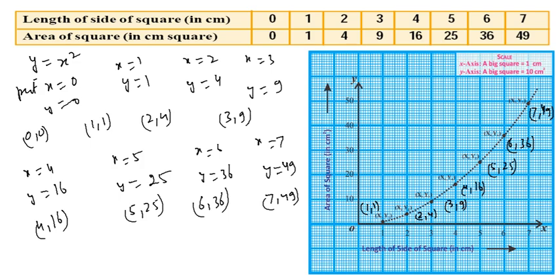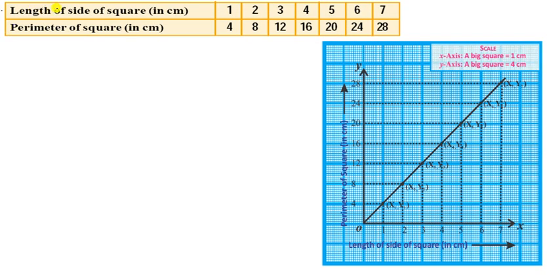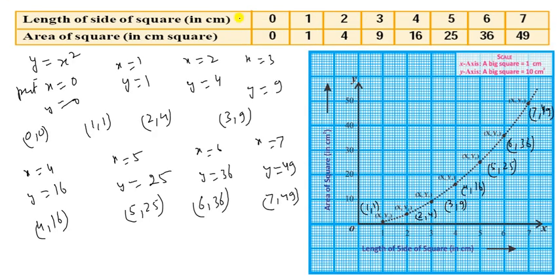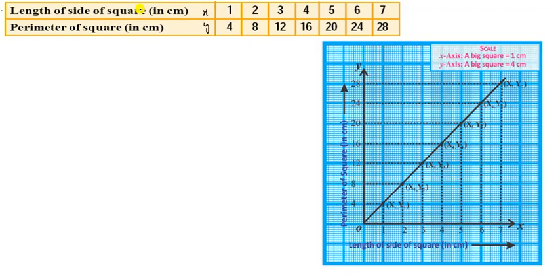So let us see the next one. The length of the side of the square is x, and the perimeter will be y, you can see. And in the first question also you can write here x and that will be y. The relation between x and y was y is equal to x square. So let us see in this. Here the equation is, perimeter of the square is 4x. So what will happen in this?